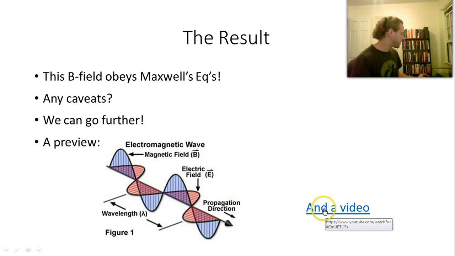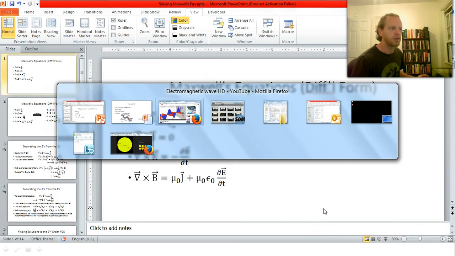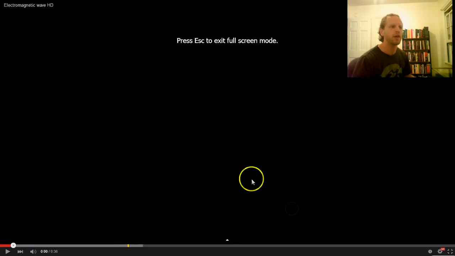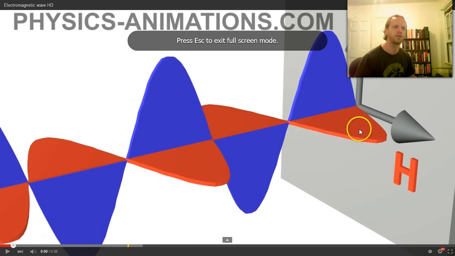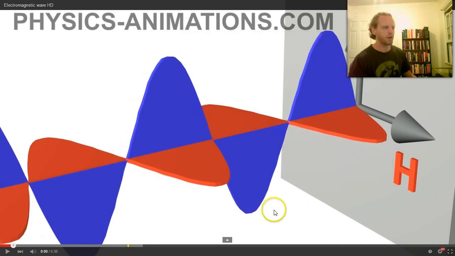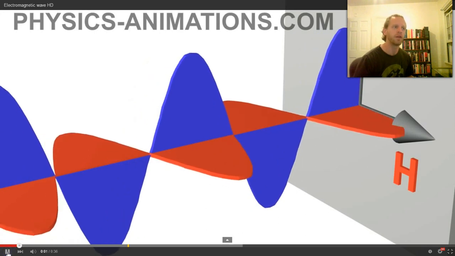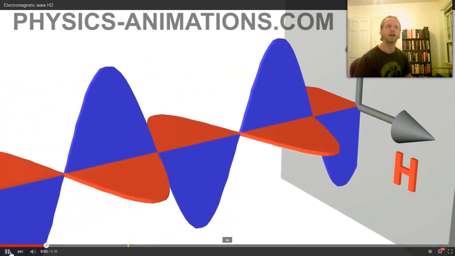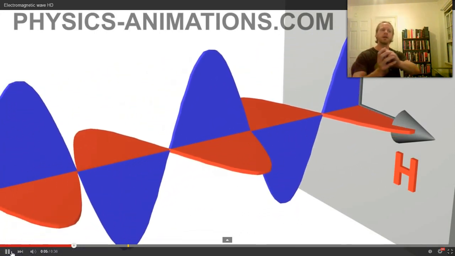Just to show you a quick video on this, this one here. This is what it would actually look like. The electric field is in blue, and the magnetic field is labeled oddly as H. Don't worry about why that is. But this is what they will look like over time as they travel. This is how light carries its energy. It carries it as waves that move together.